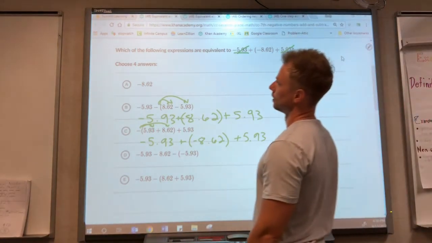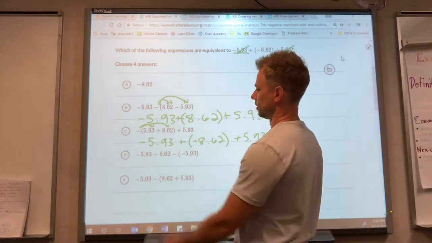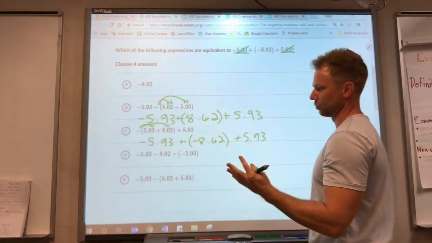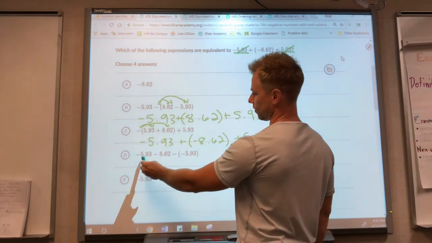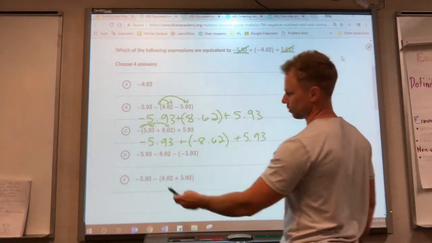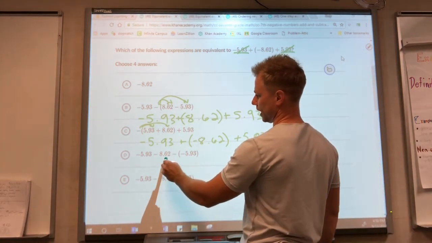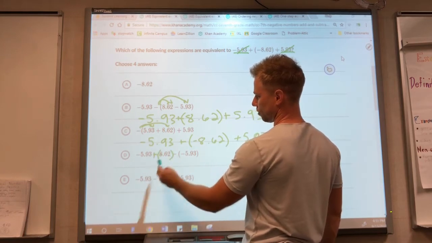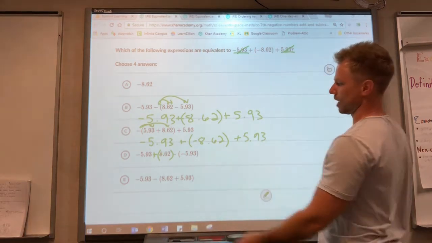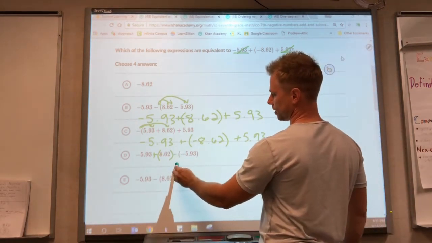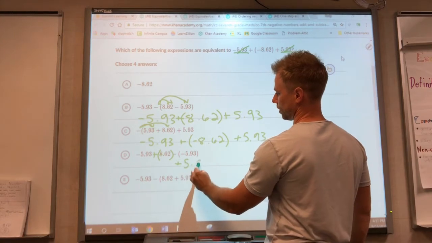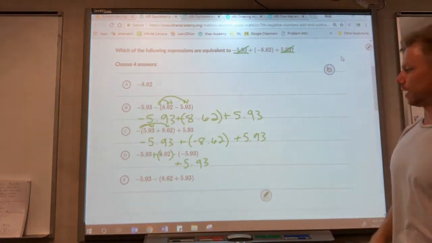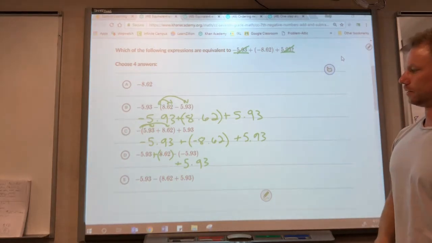Okay, and D says choose 4 answers. So we are going to have 4 that actually work here. So D, we have a -5.93, just like up there. We have a -8.62. We could change it to a plus, put the negative in parentheses, and it would be the same as that. 2 negatives on the end make a positive, so that becomes a positive 5.93. So actually D also matches what we have up here.